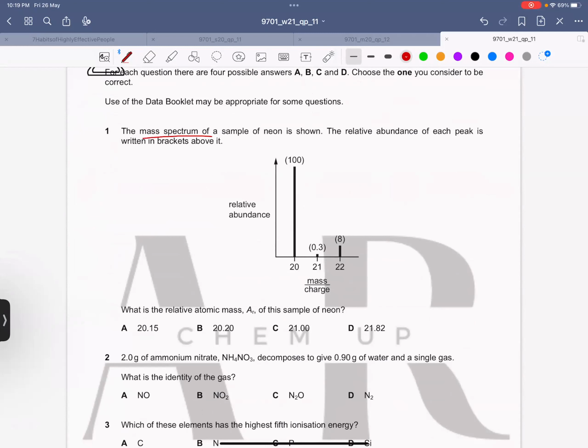The mass spectrum of a sample of neon is shown. The relative abundance of each peak is written in brackets above it. Okay, so in these brackets over here, there are the relative abundances. What is the relative atomic mass Ar of the sample of the neon? So I think it would be very easy to calculate.